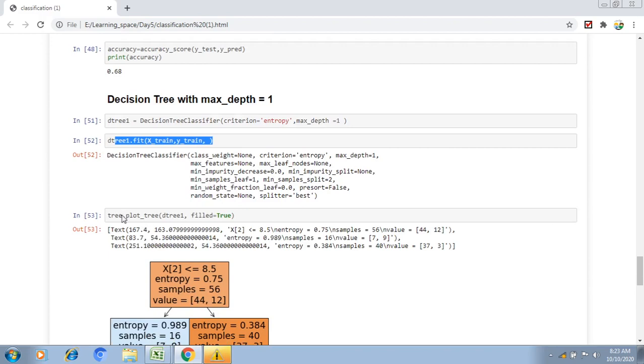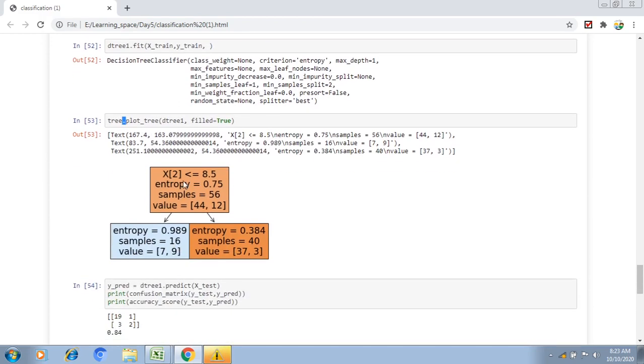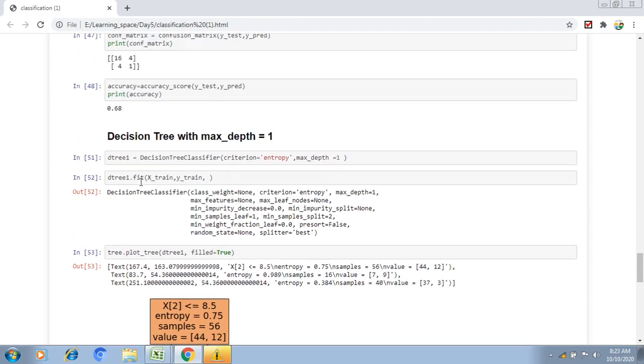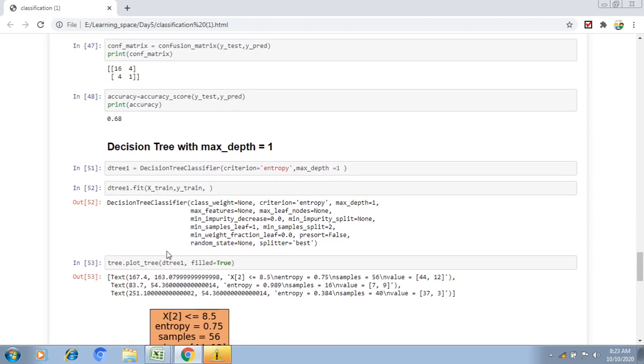Now I'm plotting my tree with max depth 1. As I mentioned, max depth is only 1, so there is only one splitting criterion, and we call it max depth 1. Only one split was made. Then I get the prediction. I am just passing the x test, then I will get the y prediction. D tree 1 is my object.